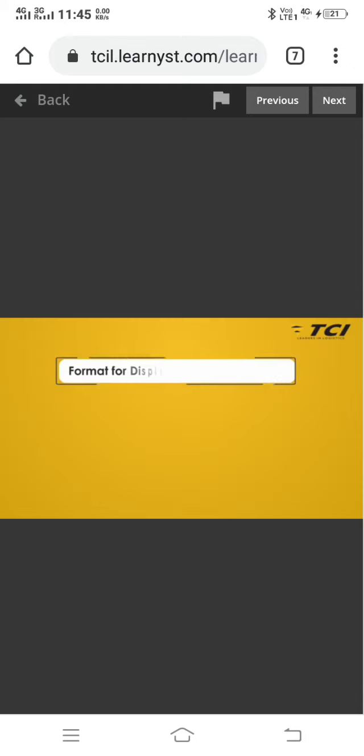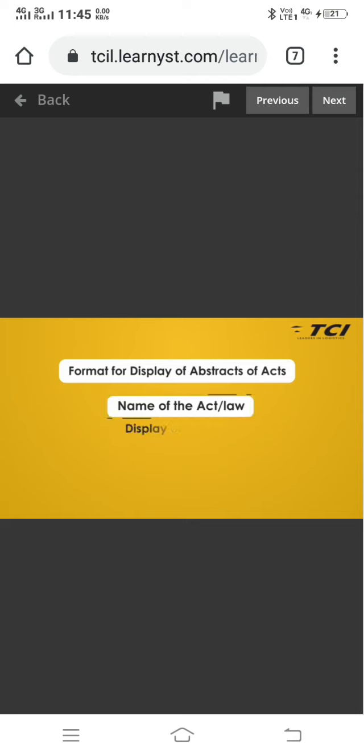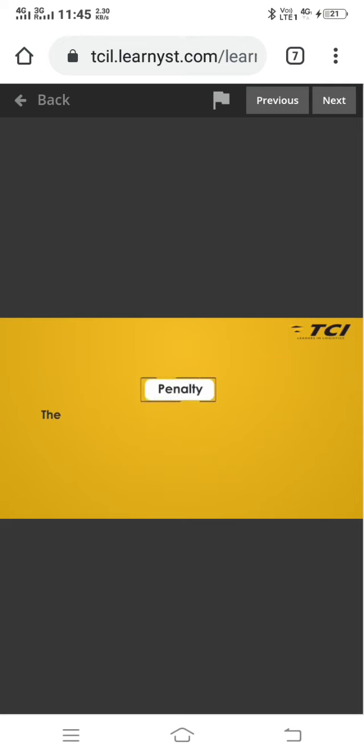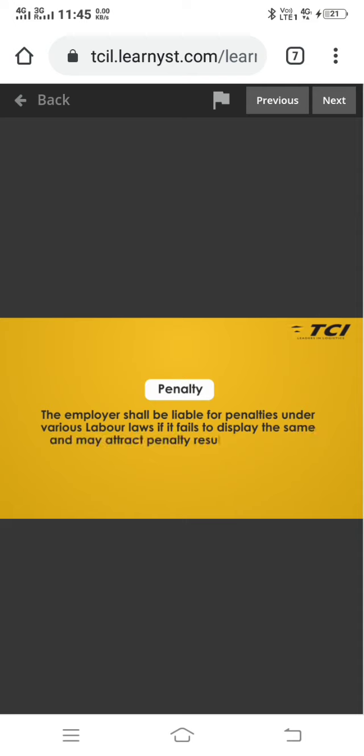This is how the abstract of acts should be displayed. Remember, display of various abstracts of labor law is mandatory at workplace. The employer shall be liable for penalties under various labor laws if it fails to display the same. The penalty may result into lock and seal of the premises as well as monetary penalty.